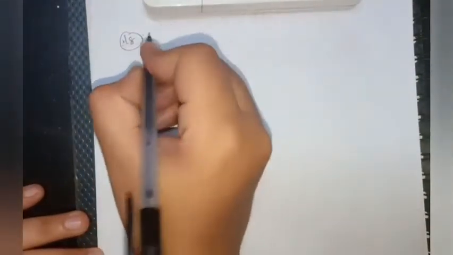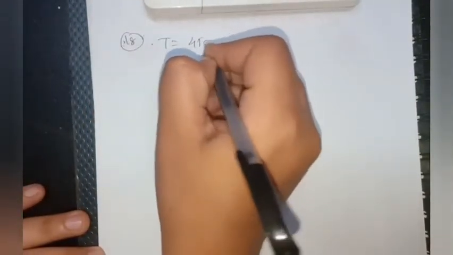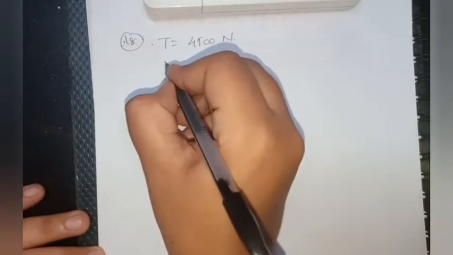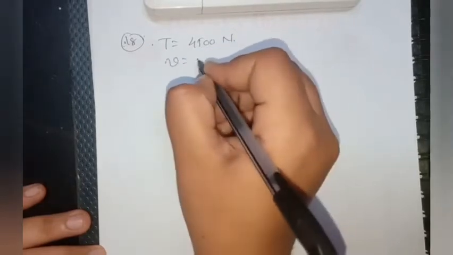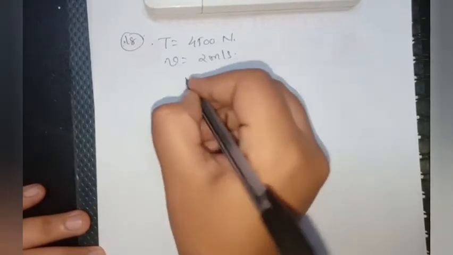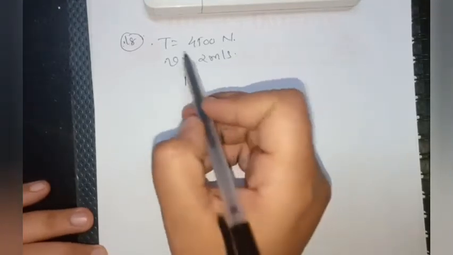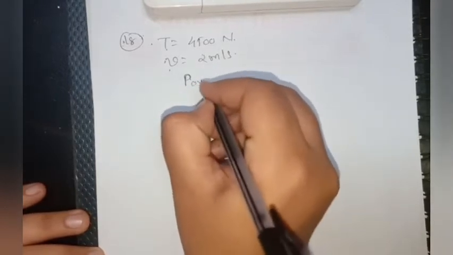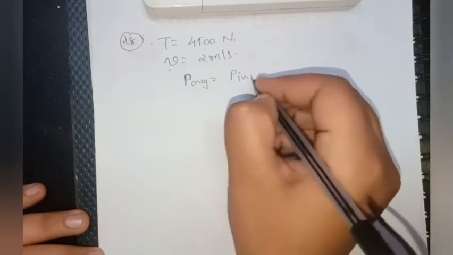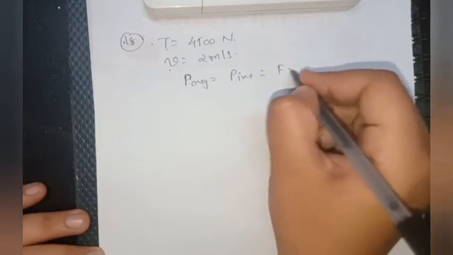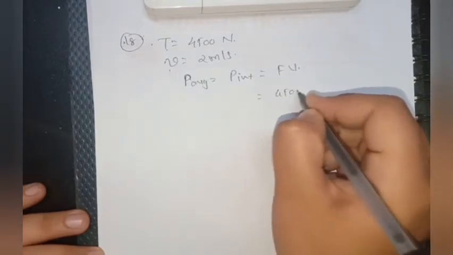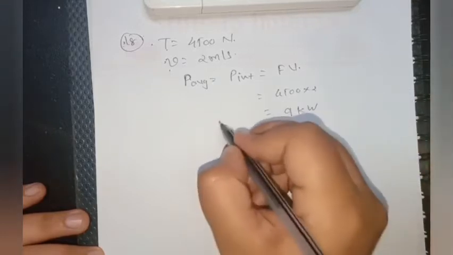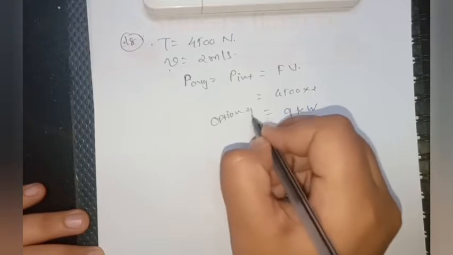An electric motor creates a tension force of 4500 Newton in a hoisting cable and pulls it at the rate of 2 meter per second. We want to find the average power. Here the tension force is constant and velocity is also constant. So the average power will be equal to the instantaneous power, which is force into velocity. So 4500 into 2, this will give 9 kilowatt. So option 2 is the correct option.